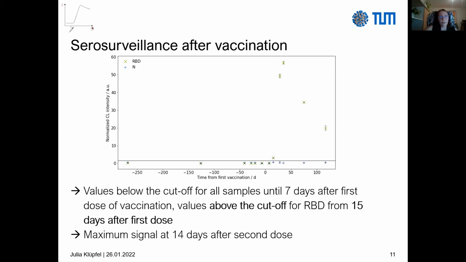And then 14 days after the second dose, the decline starts. And as you can see, it's really fast. So we lose antibody relatively fast. And therefore, we can use these measurements to check if a booster vaccination might be helpful or if it's not yet necessary. And another thing we can see here is that the N protein stays below the cutoff at all times. So no breakthrough infection occurred.